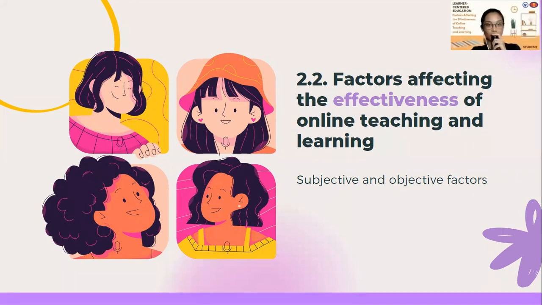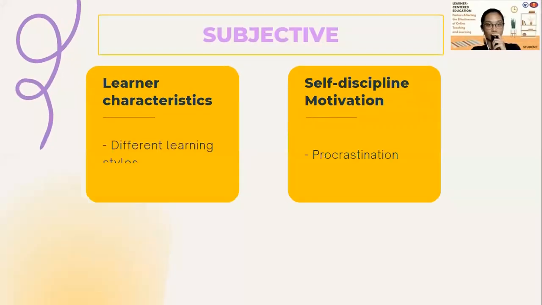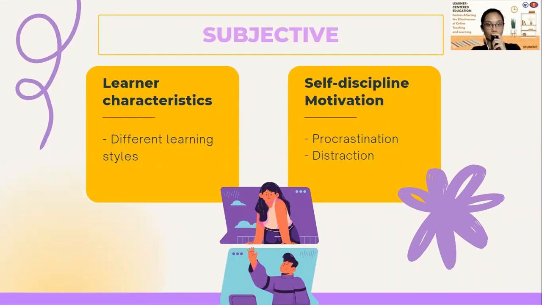Oh yes. So I think that there are some factors and they should be divided into two categories, which are subjective and objective. So for the first one, we have two factors, learner characteristics and self-discipline as well as motivation. So for the first one, learner characteristics, as a rule of thumb, each student has a different learning style.